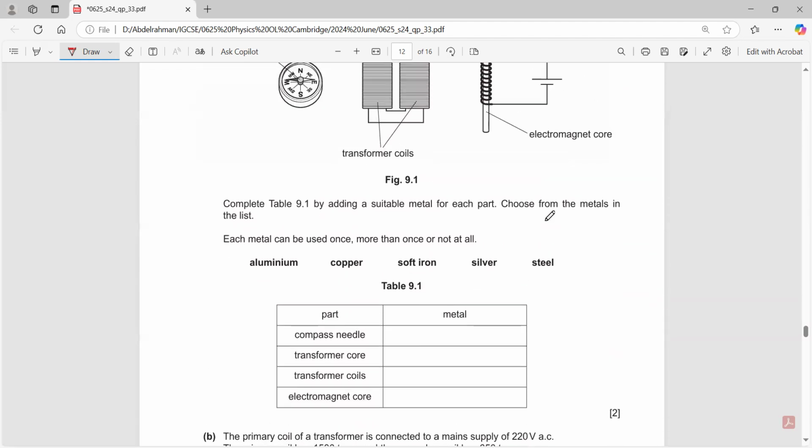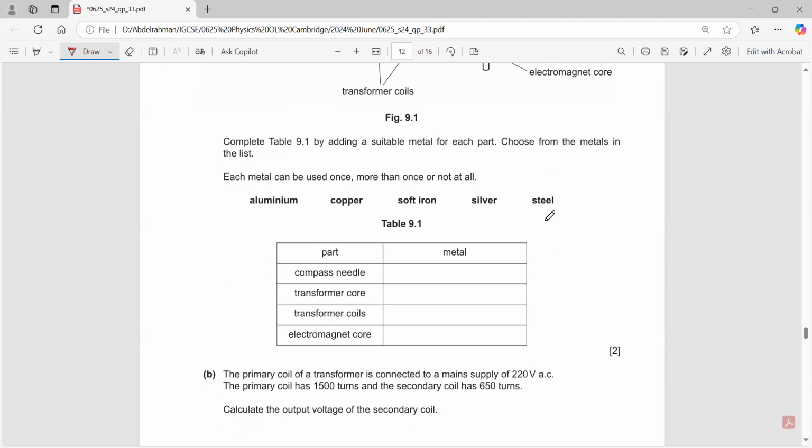Each metal can be used once, more than once, or not at all. The compass needle. Which metal should we use in a compass needle? Definitely steel. What about the transformer core? Iron. Transformer coils? Copper. What about the core of the electromagnet? Again, iron or soft iron. Okay, he has written down soft iron, so I will write down soft iron as well.